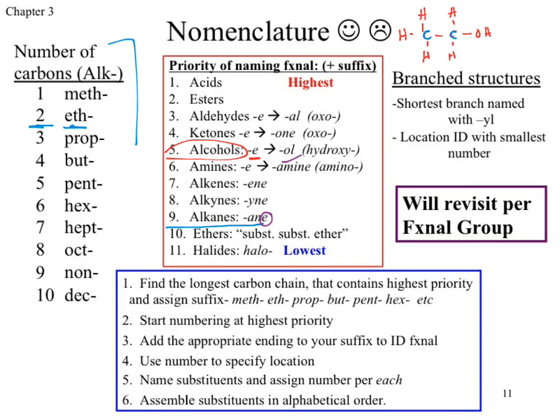I have a question. Yes. What do you mean by priority of naming functional groups? So the priority of naming functional groups. What happens if you have multiple functional groups in your structure? For instance, with ethanol, how many functional groups do we technically have according to this list? We have 2. We have alkane and alcohol. Which functional group takes priority?